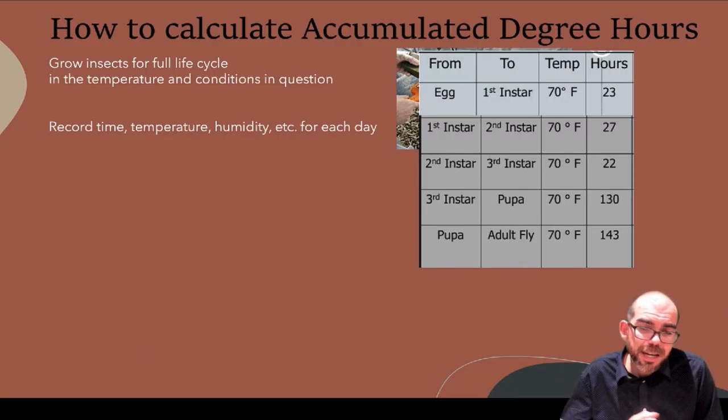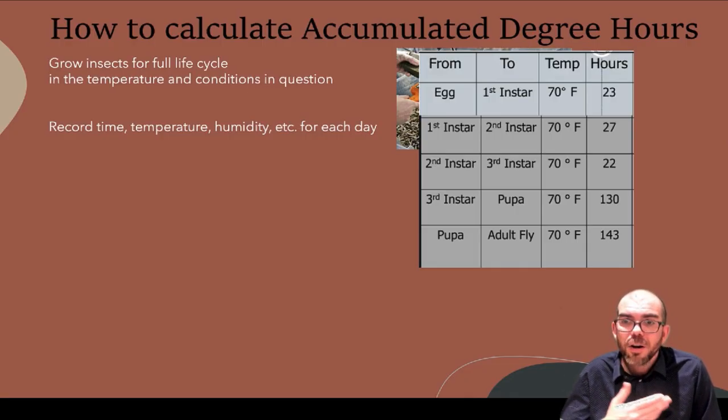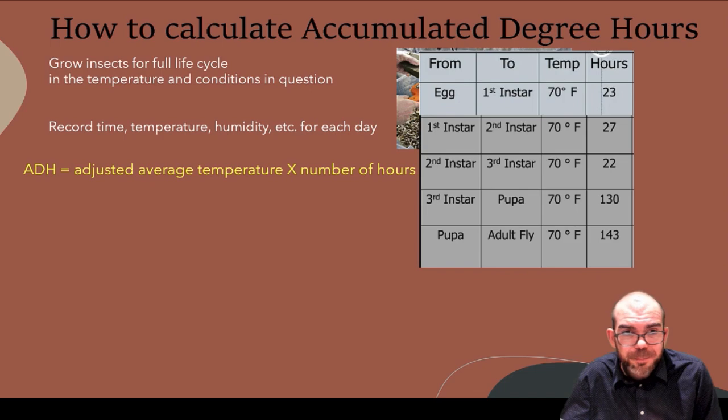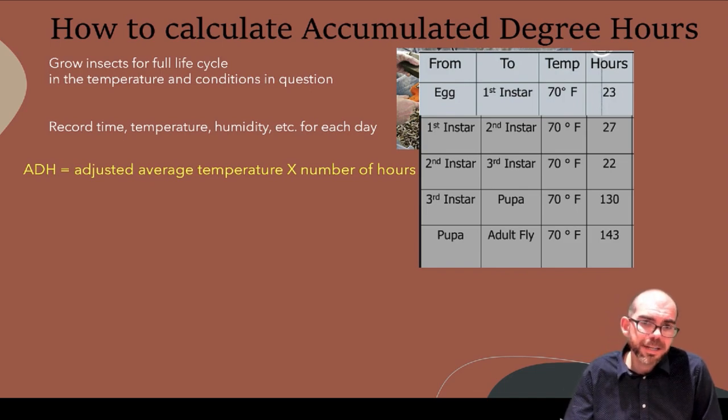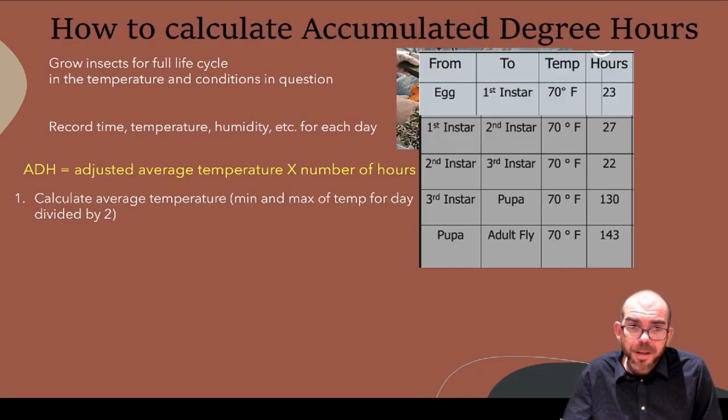So here's some data from such an experiment. You can see going from egg to first instar, what the temperature was, and how long it took. Here's the equation for getting ADH. You need to determine the adjusted average temperature and multiply it by the number of hours it took to go from one phase to another. First step is just to calculate an average temperature. Each day the temperature is going to fluctuate, so take the lowest and the highest temperature for the day and divide by 2.